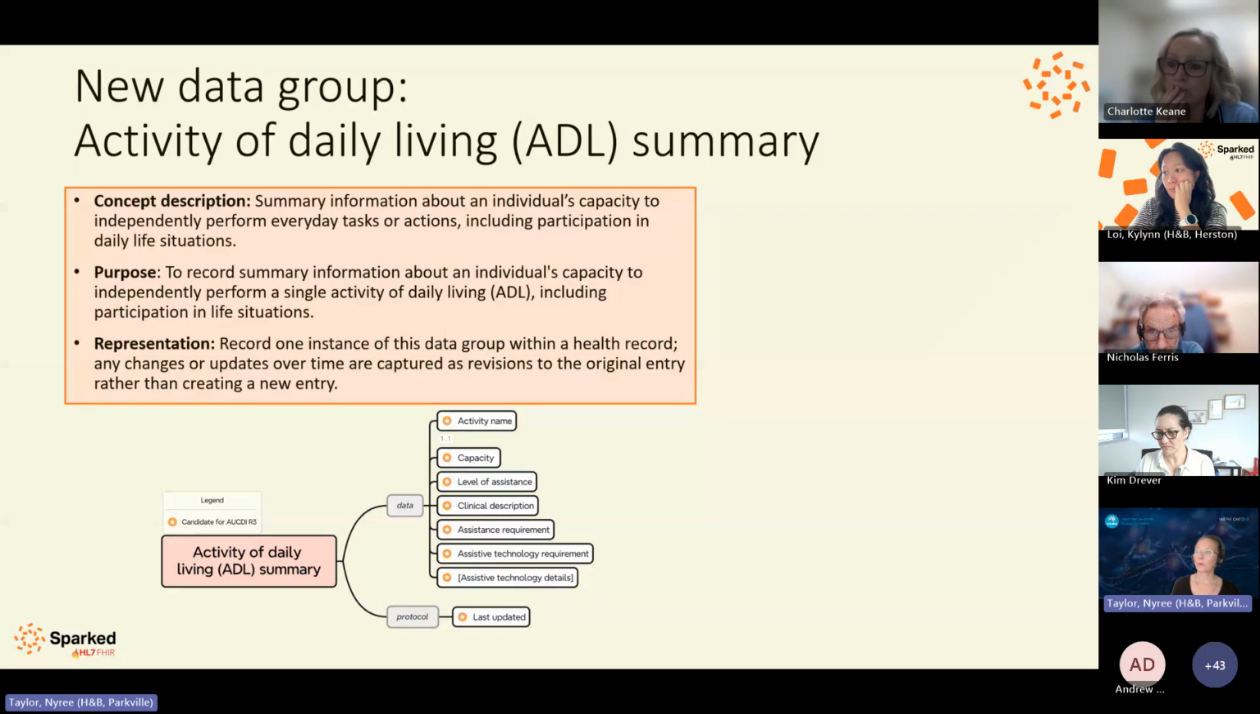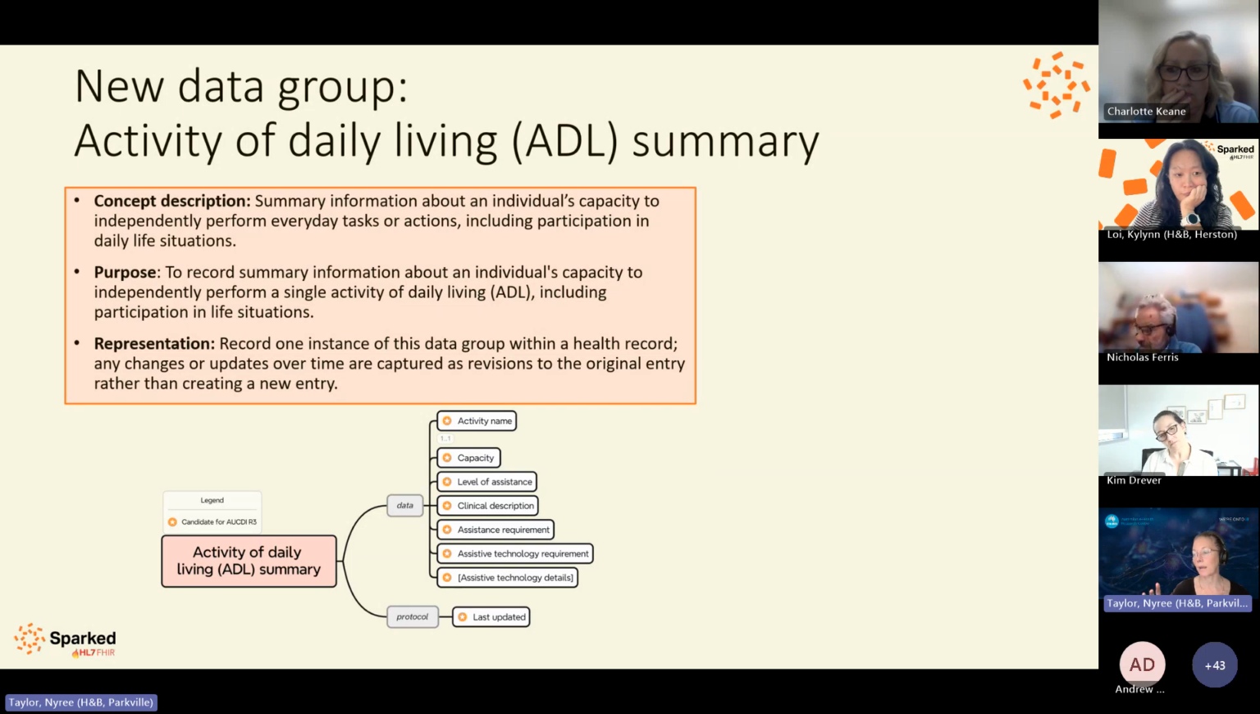The way we want to record it is to record one instance of this data group within a health record, and any changes or updates over time are captured as revisions to the original entry rather than creating a new entry. On the screen, we've got the data elements on the right-hand side, with the white background and the orange circle with the white star. So we've got activity name, capacity, level of assistance, clinical description, assistance requirement, so we're talking about human assistance here, assistive technology requirement, and a data element at the bottom, which is assistive technology details.